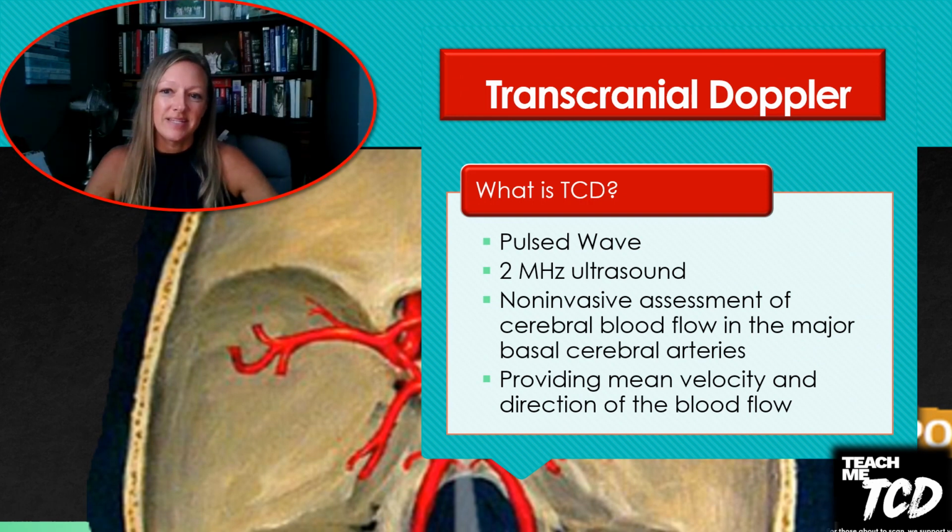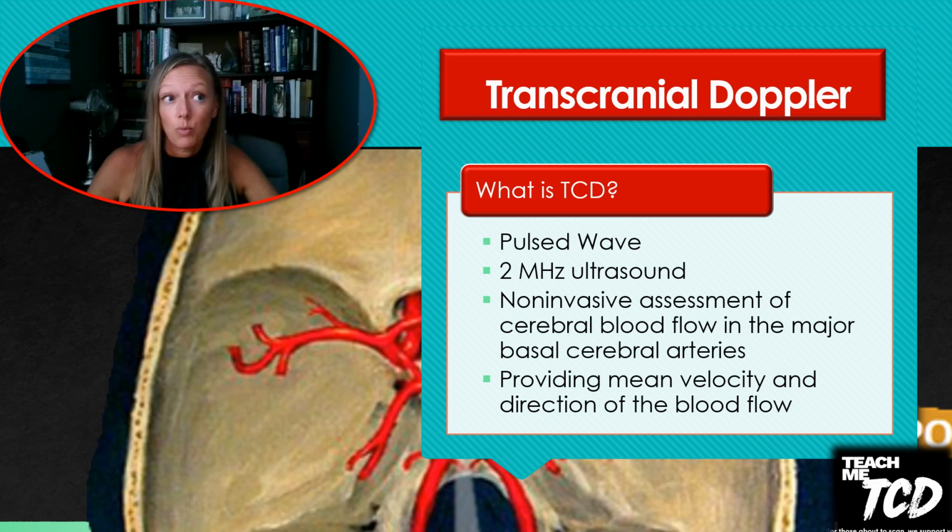What is TCD? TCD is transcranial Doppler. We are using a pulse wave, 2 megahertz transducer, and we're insonating the vessels that are at the base of the brain in the circle of Willis. This is providing us information on how the blood flow is traveling at the base of the brain. We can see the speed of the blood flow. We can determine many things by monitoring the blood flow, and we can also determine if emboli are present.